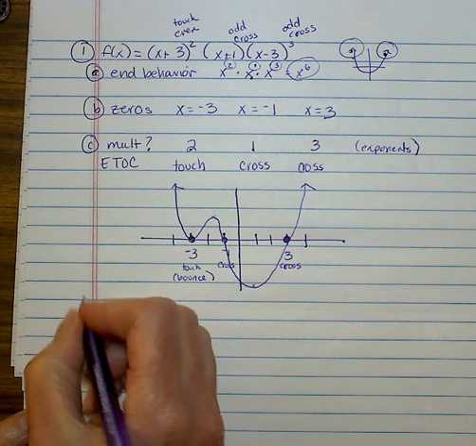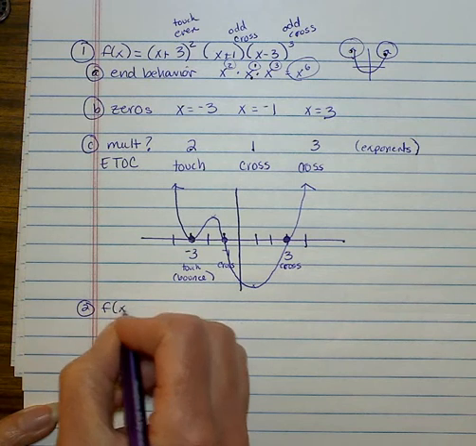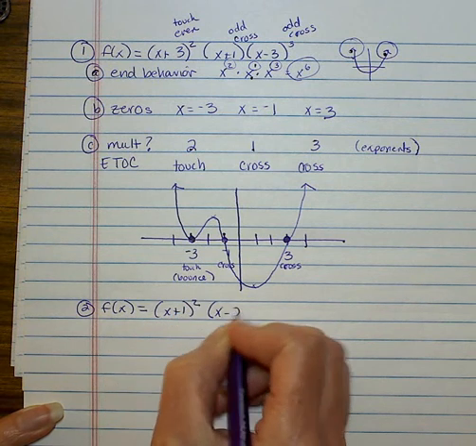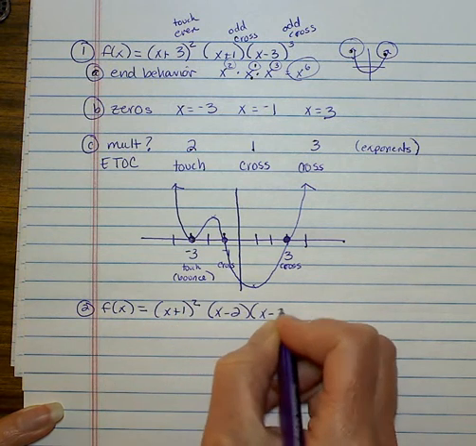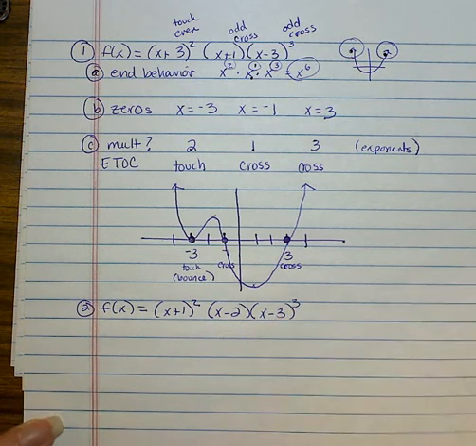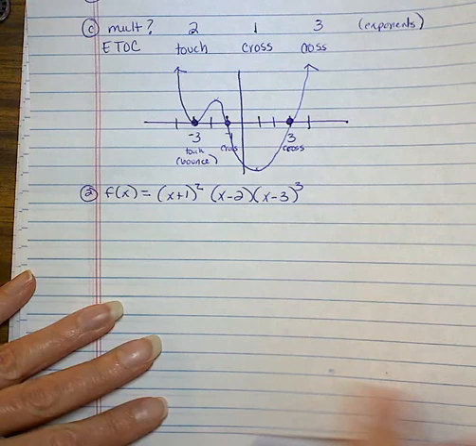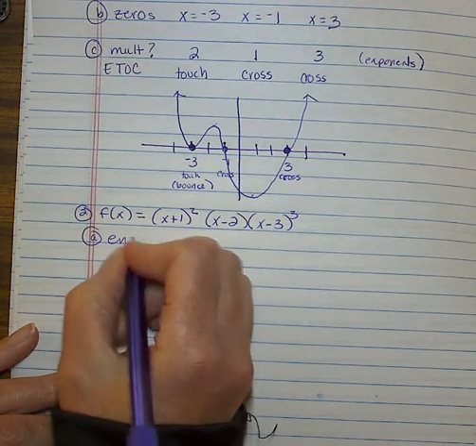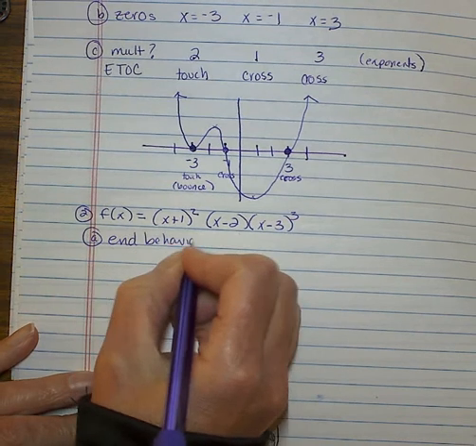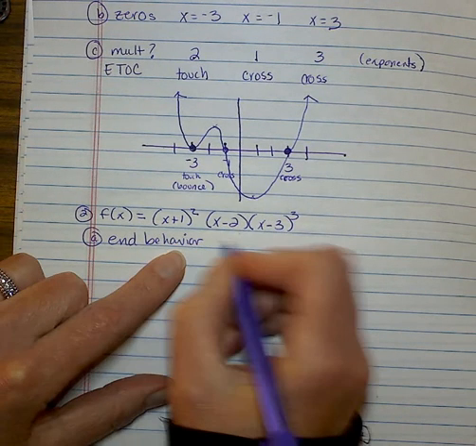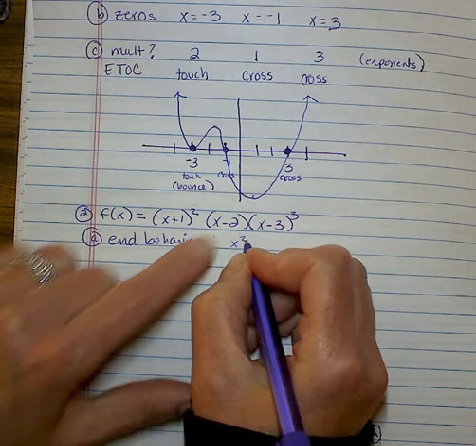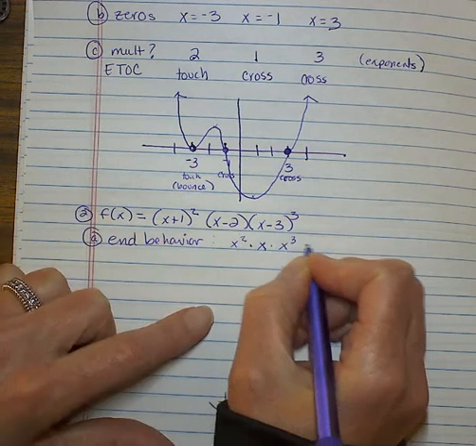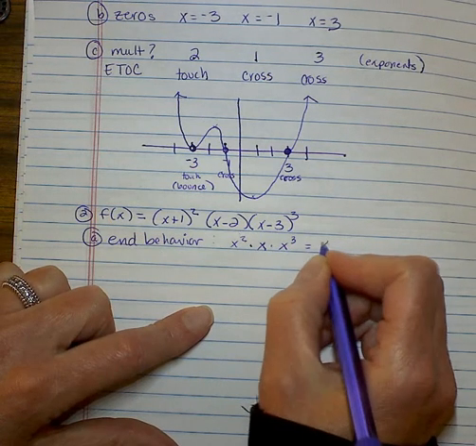Okay, number 2. Let's try f of x equals (x plus 1) squared times (x minus 2) times (x minus 3) to the 3rd power. First thing we want to do is figure out our end behavior. Okay, I have with my first term an x squared. With my second term, an x to the first, and with my third term, an x to the third. Real creative, we're coming up with the exact same graph.